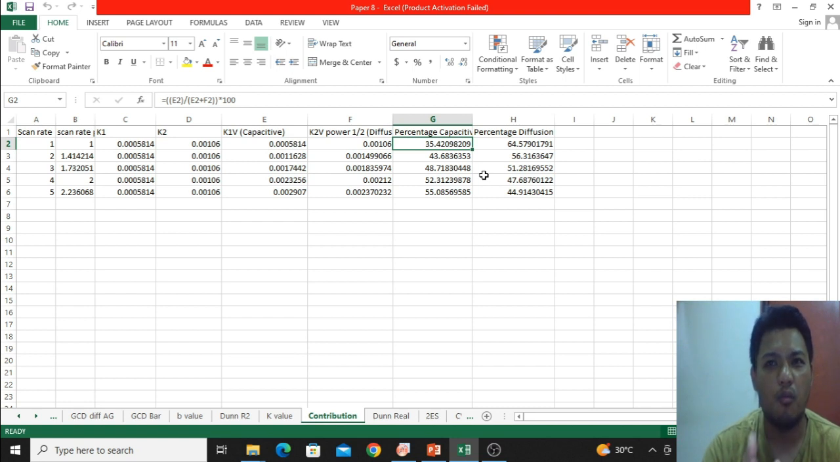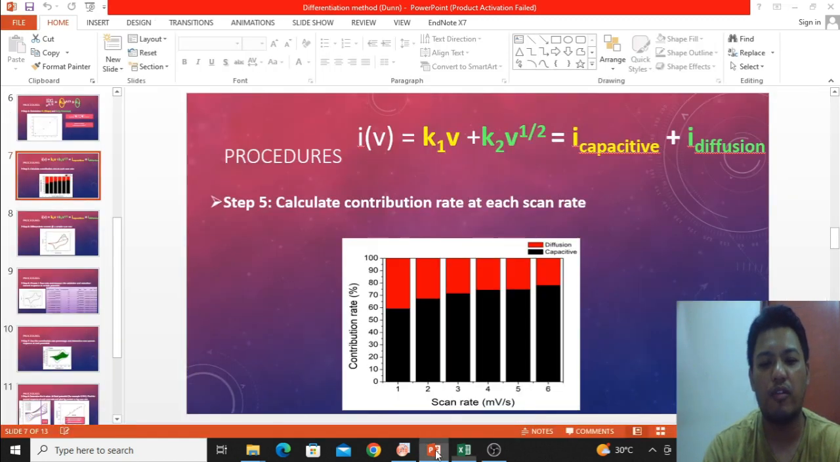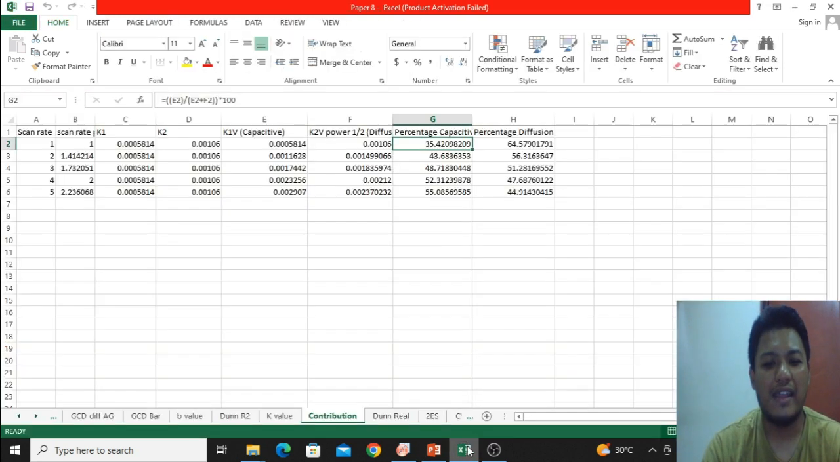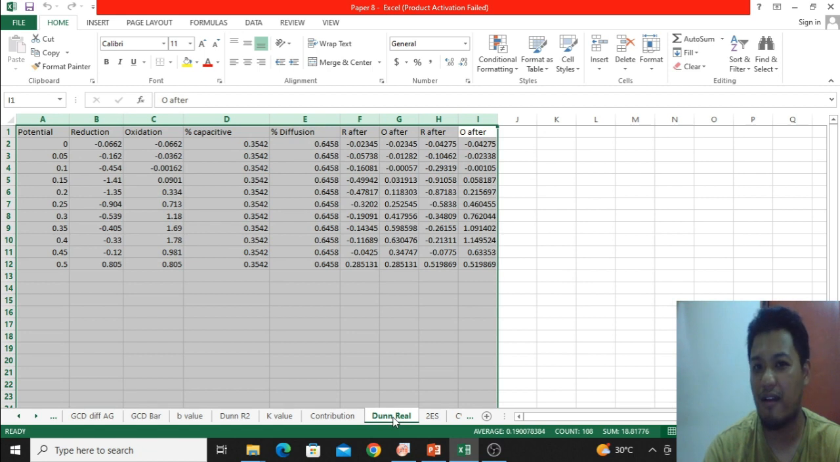You can plot one by one. At scan rate 1, what is the contribution ratio? At scan rate 2, 3, 4, and 5, it depends on you. But normally, most of the papers just report on a bar chart, and they are going for only one sample at one scan rate. What is the contribution ratio? Okay, it's different. Okay, I think most of you get that point, but how to make it a Dunn real?